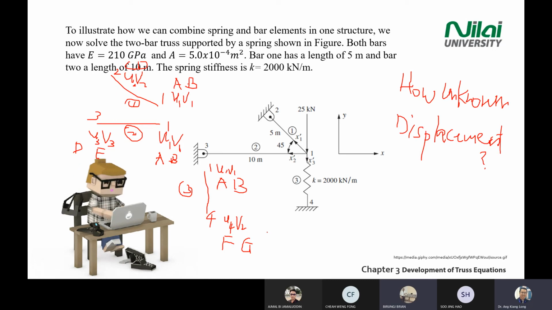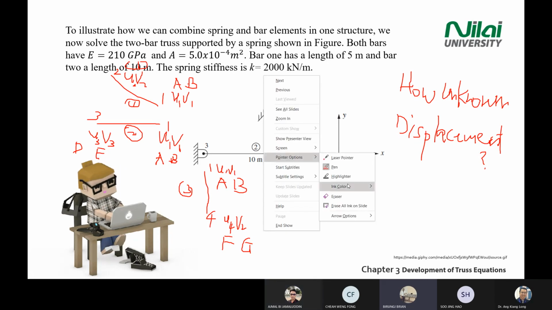I already drew all the unknowns here. How many unknowns do you need to solve? 6. Oh, you can count, right? So for element 1, you have U1, V1, and then U2, V2. And U2 and V2 are fixed, right? The only ones that have displacement are U1 and V1, right?